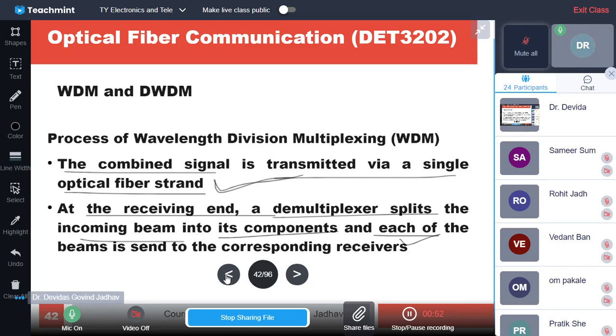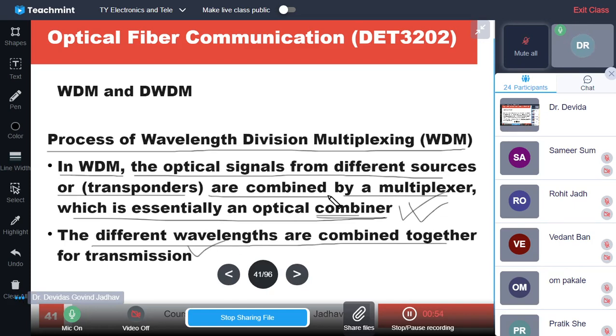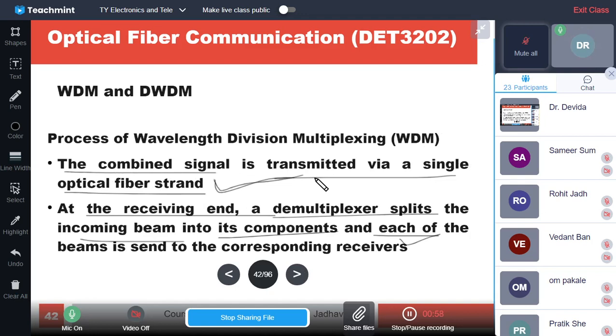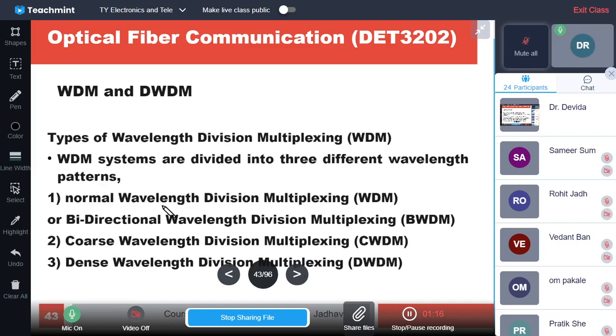First the multiplexing is there, combining with the combiner, then it is sent over the same fiber. All the multiplexed, combined signal is sent over the same fiber. At the receiver there is demultiplexing, each component is separated out, and each component is sent to the corresponding receiver. So this is the process of the WDM.